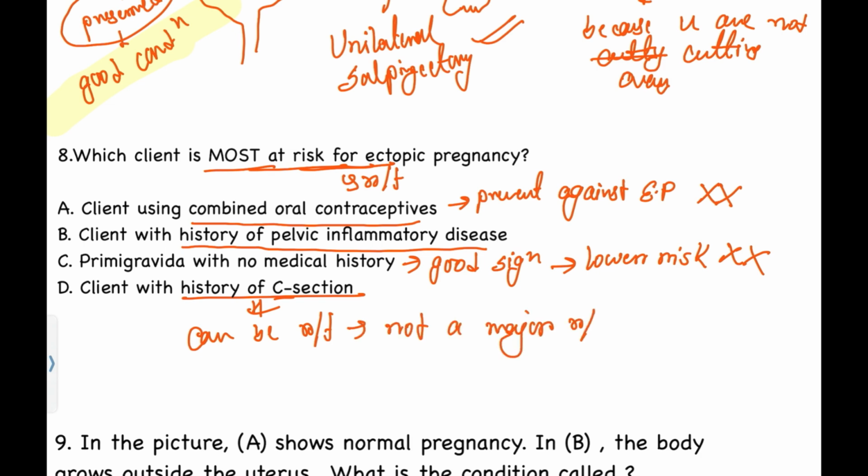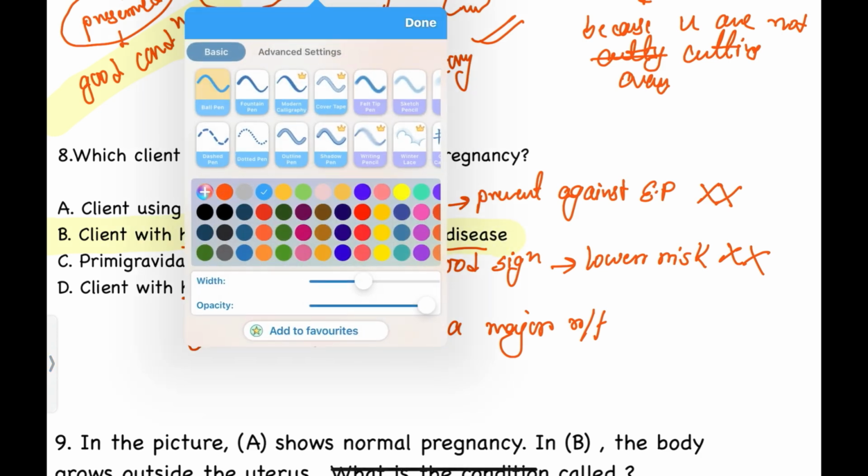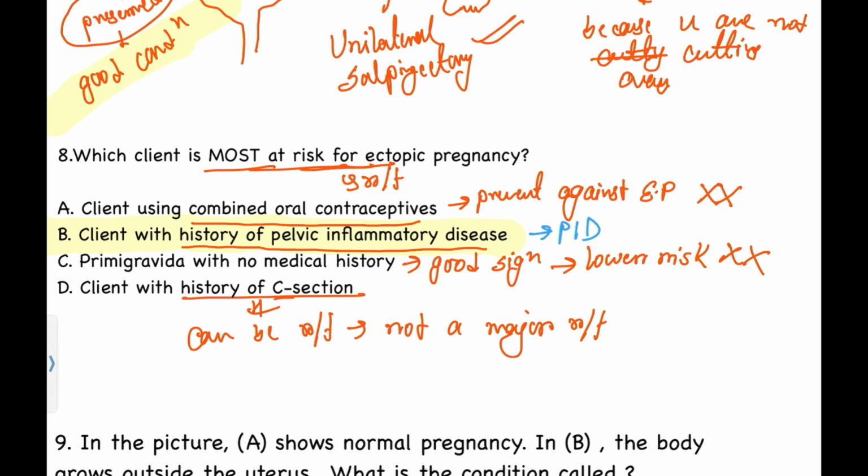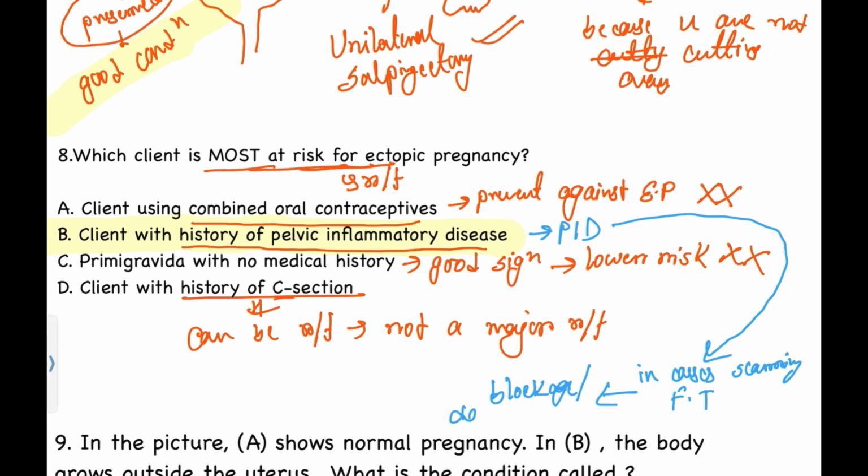So, what will be the major risk factor? Major risk factor will be option B, client with history of PID. Now, why can this PID be a major risk factor? Because once mother suffers from this PID, it causes scarring of fallopian tube. And due to that, there can be blockage or damage of fallopian tube, which can be a risk factor for ectopic pregnancy.